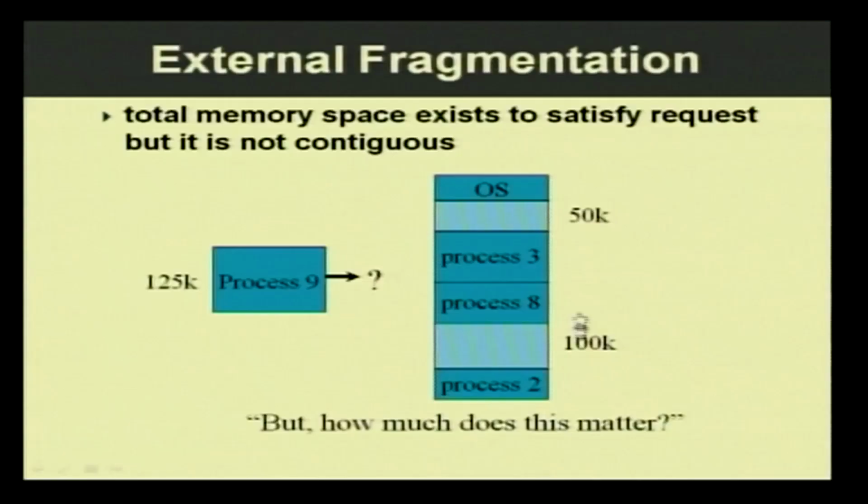Now, in total there is 150K, but it is of two different parts. Therefore, it cannot be allocated to this particular process. Therefore, there needs to be a mechanism which gathers all such bits of memory into a single memory, and we call this mechanism compaction.